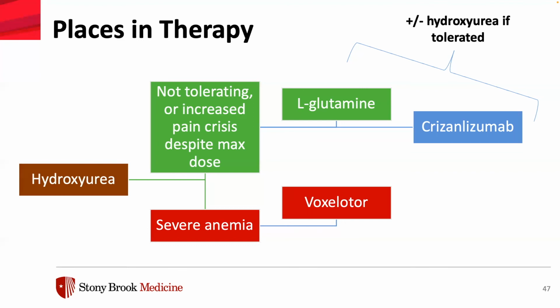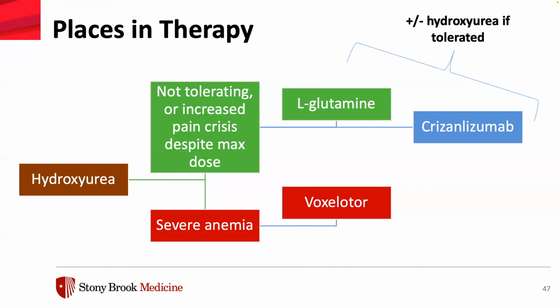And voxelotor did not show that it was able to decrease the amount of vaso-occlusive pain crises or vaso-occlusive crises. It really helped increase the amount of hemoglobin in patients who might have severe anemia. So I would maybe recommend this medication in patients who have symptomatic severe anemia. But I do believe there are also some ongoing studies looking to see if there's any specific subgroups that might be eligible for voxelotor as well. So it's being studied to see if there's a certain subgroup that could benefit from having decreased vaso-occlusive crises with voxelotor itself.